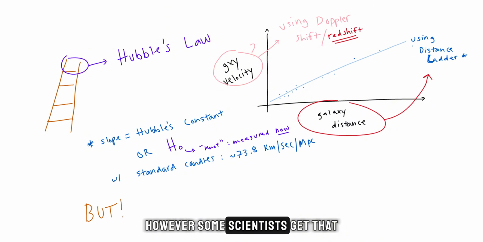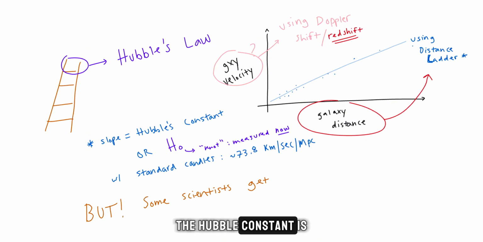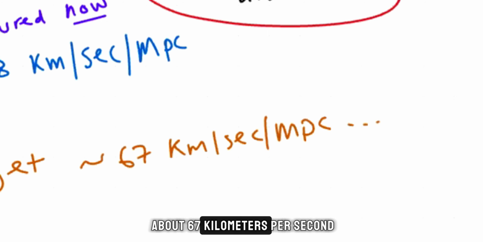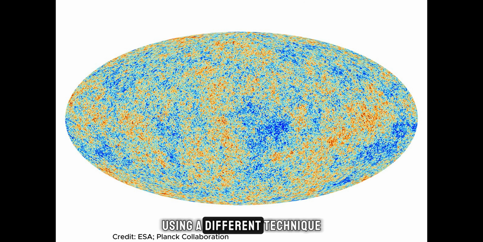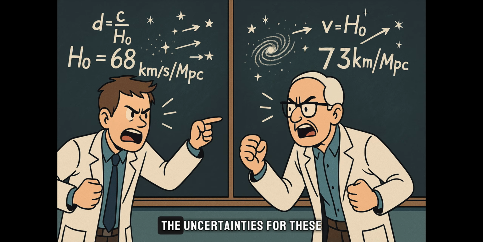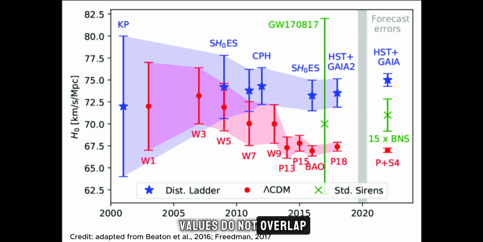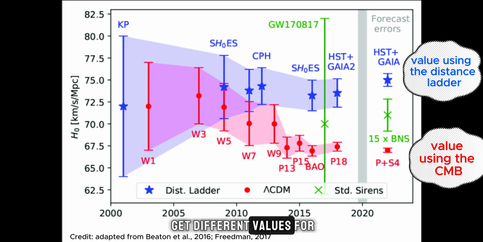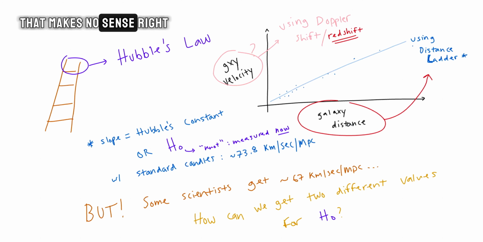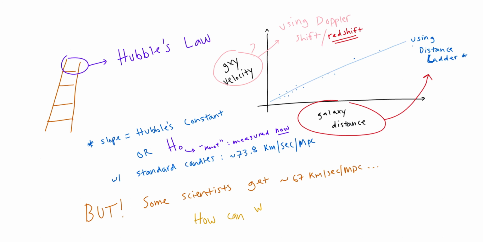However, some scientists get that the Hubble constant is about 67 kilometers per second per megaparsec using a different technique, which should also work. The uncertainties for these values do not overlap. So how can we get different values for H0? I mean, that makes no sense, right? We'll talk about it in the next video.